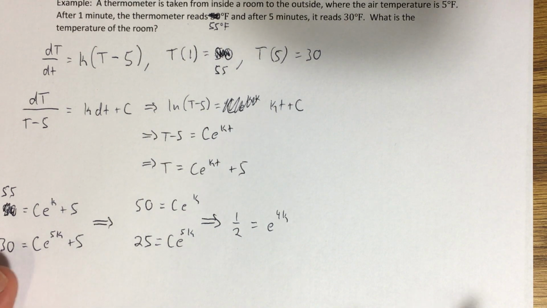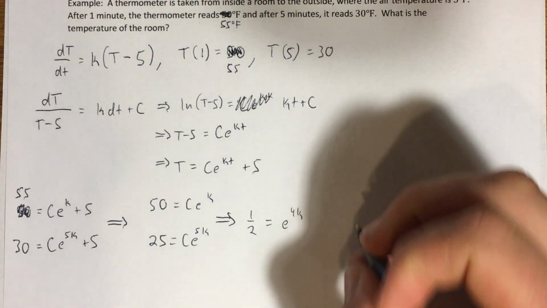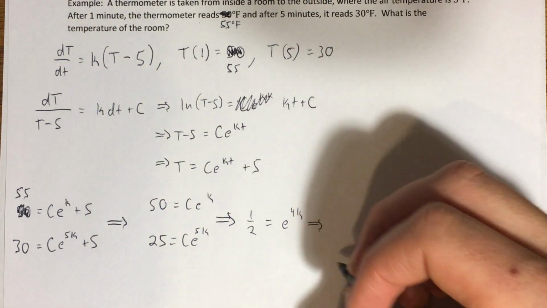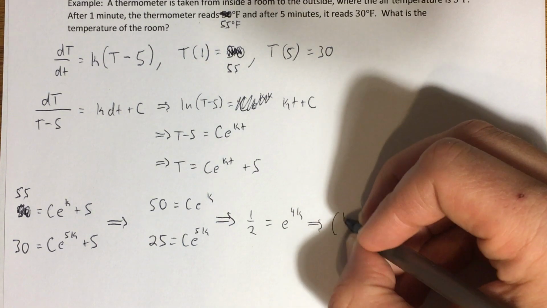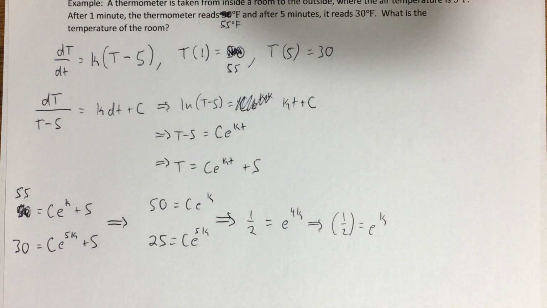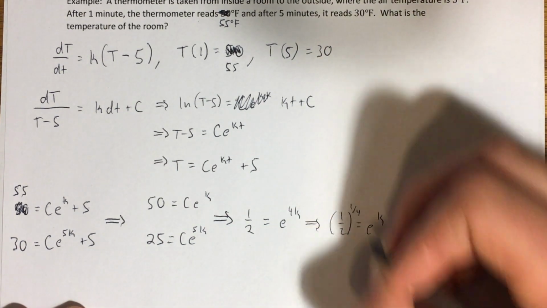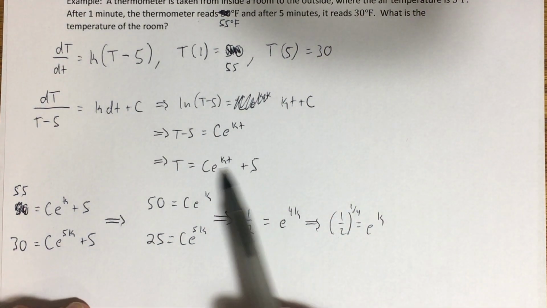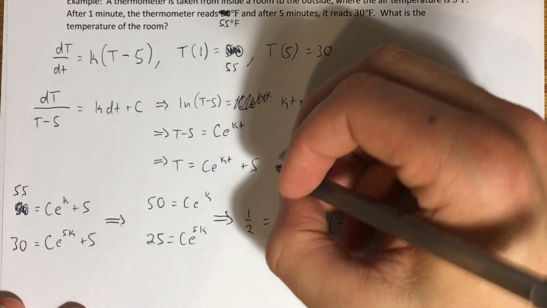Right? Now, as before, I don't want to solve for k explicitly. I actually want to solve for e to the k. So if I take both sides to the power of 1/4, I'm going to get this: 1/2 equals e to the k. That gives me a substitution that I can use here. Okay, so plugging, where's my 1/4? There we go. Making that substitution, here's what I get.